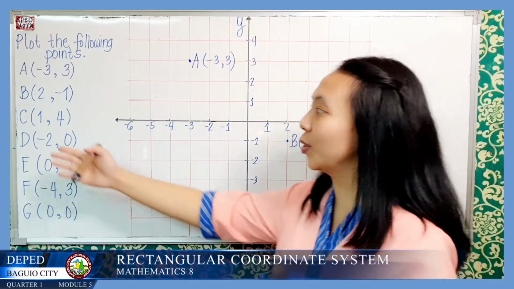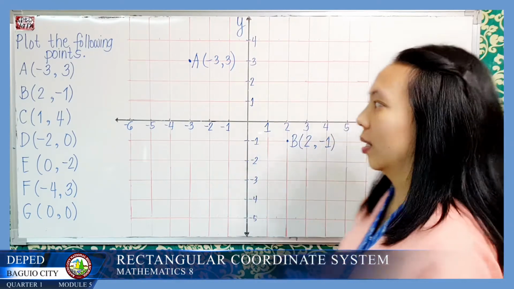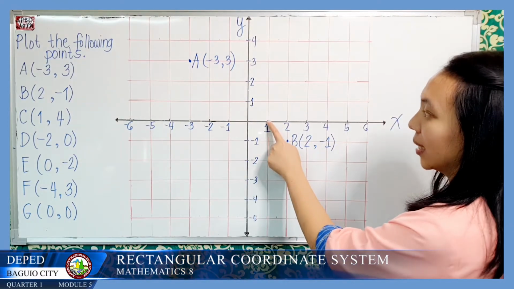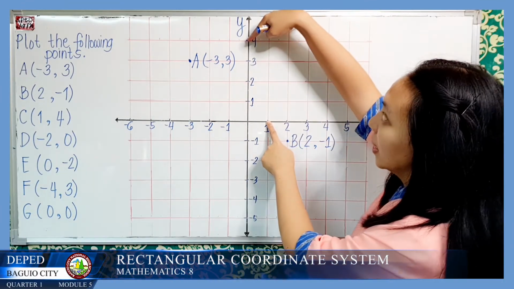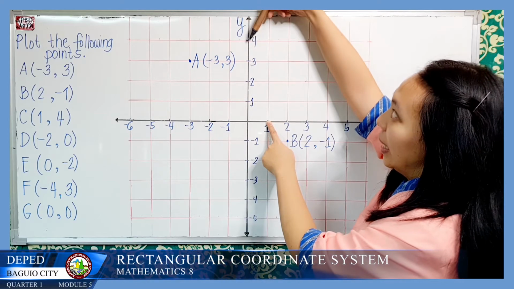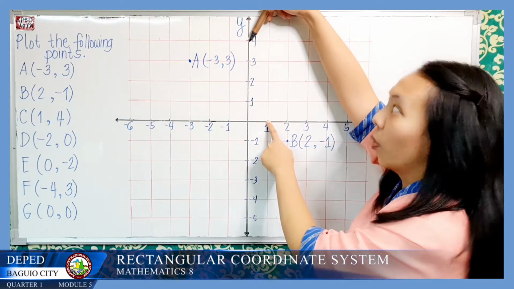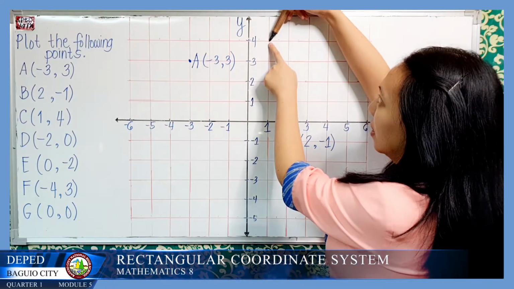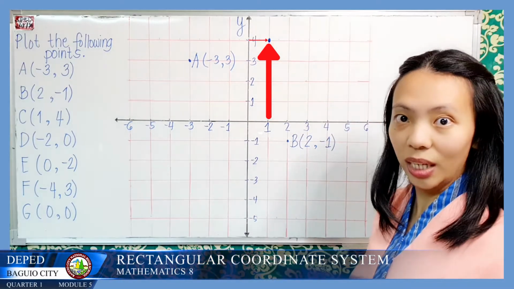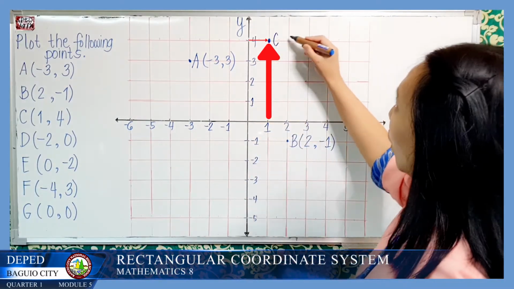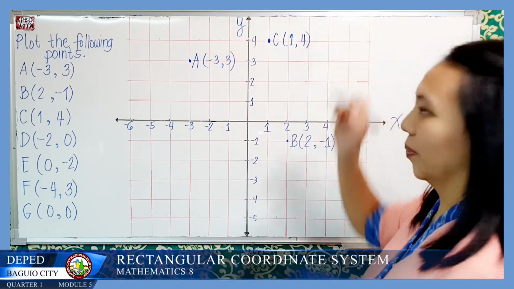Next, let's move on to point C. It's located at 1, 4. 1 along the x-axis is this. 4 along the y-axis is this one. Now, let's find out where the intersection of these two numbers is. This is their intersection, and that is the location of point C, whose coordinates are 1, 4.